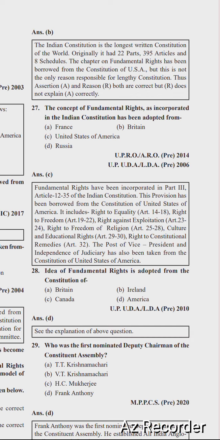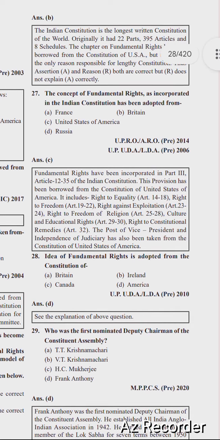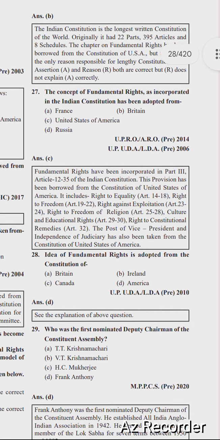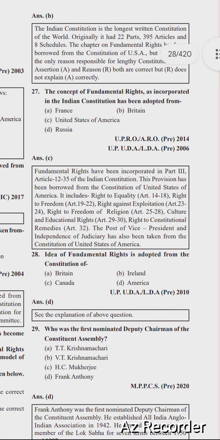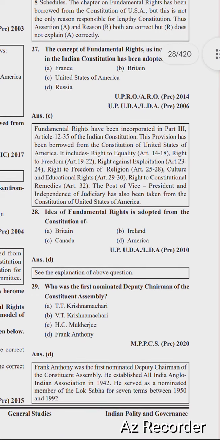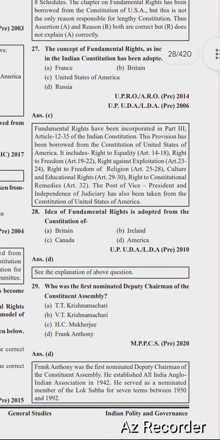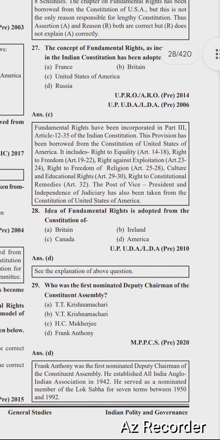Next, the idea of fundamental rights is adopted from the Constitution of which country? Options are Britain, Ireland, Canada, America. Right option is option number D, America. The idea of fundamental rights is adopted from the Constitution of America.